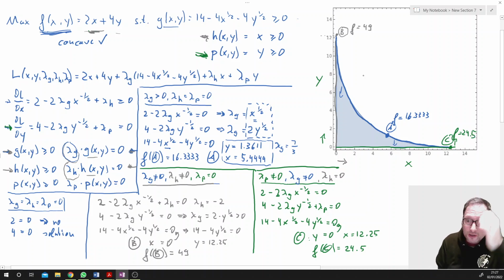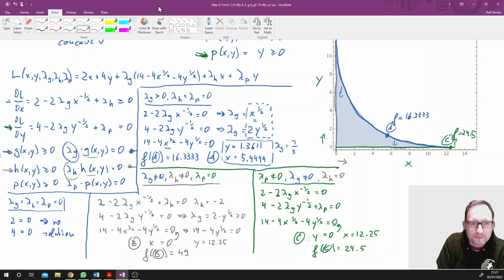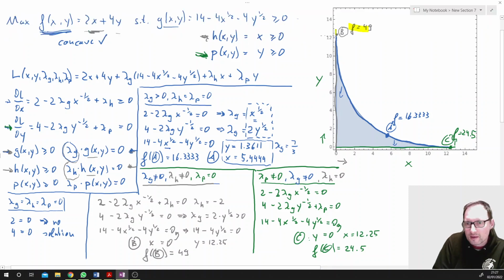So we know we have 3 candidate solutions, A, B, and C, and amongst those, B is the highest. So this is our maximum point. This is the solution to the problem. Remember, as we have a compact constraint set altogether, we know we need to find a solution. We have 3 candidate solutions, and the best one amongst those is the solution.